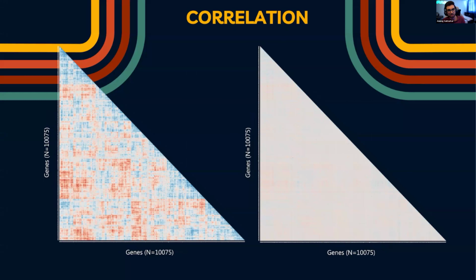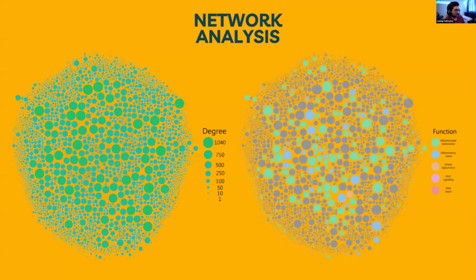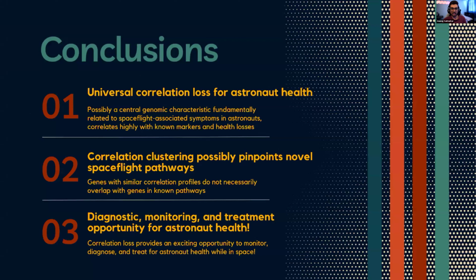Now, speaking of pathways, we also replicated this correlation analysis on individual pathways. So here's an example now looking at neuronal genes, where we see a similar correlation loss. So of course we also did network analysis, and here you can see very, very dense networks, which kind of implies that both at the microRNA and the protein level, there's very likely to be a couple of controlling genes at the top that are then controlling the rest of the genome through this correlation loss and through this very dense network of interactions.